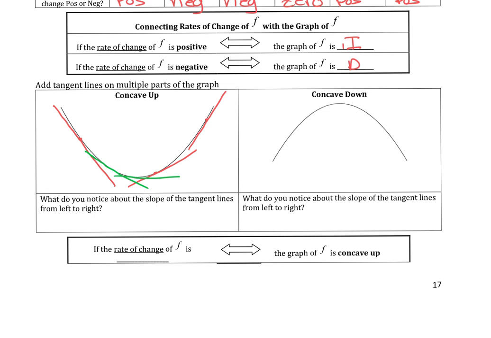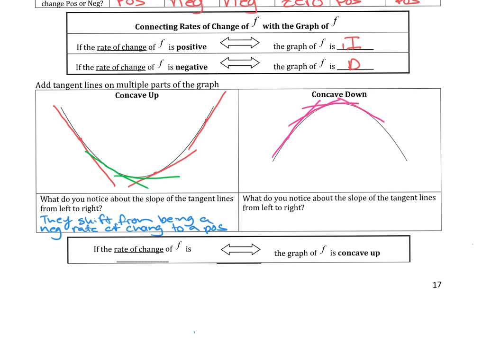So what we notice about our tangent lines is they are shifting from being decreasing rates of change or negative rates of change to being a positive rate of change. If you look at our concave down function, we're going to have an opposite effect. So we start with something that is an increasing function. So we're going to have a positive rate of change. And as I draw these, we can see it's getting smaller and smaller until we get to 0.